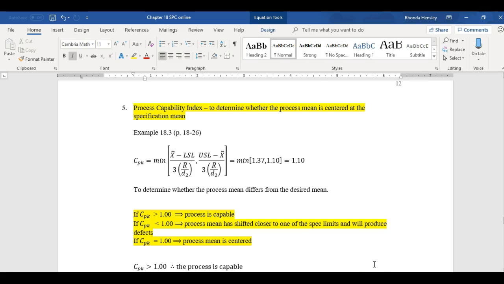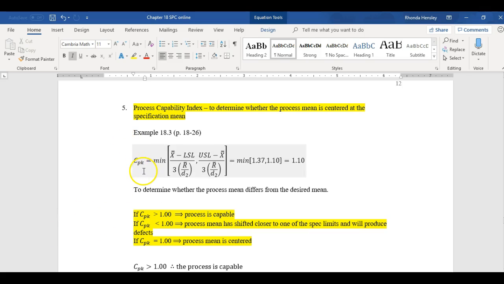Anyway, this is an index number that you compute that helps you determine whether your process mean is centered at the specification mean or whether it's shifted up or down so far that it's going to cost you to be producing bad items. So you could have the range that's okay with your process capability ratio, but you could have an index that says you got a problem with where the mean is at. So this is example 18.3 on page 18-26, and the formula looks terrible. I apologize, nothing to be frightened about.